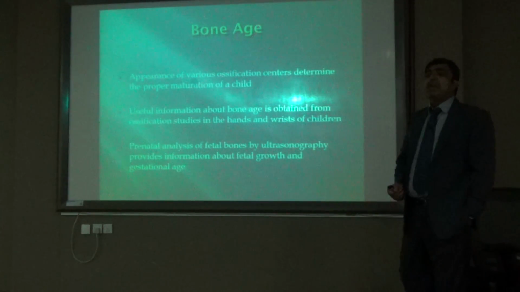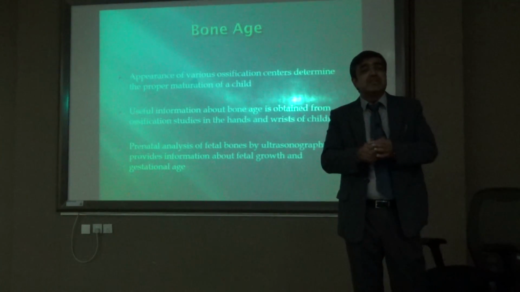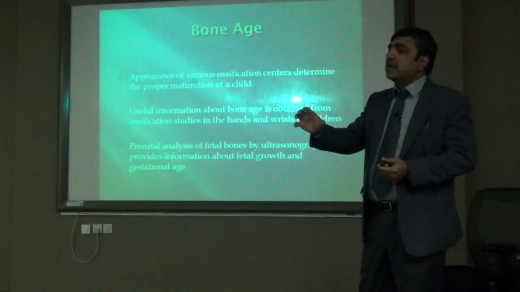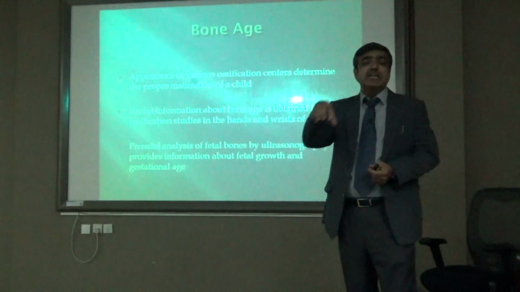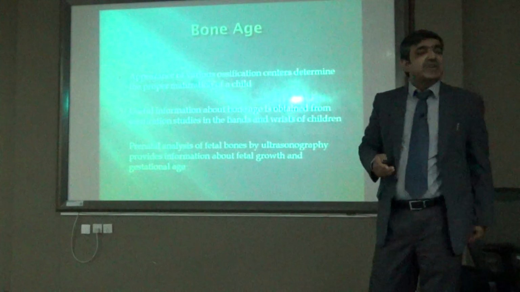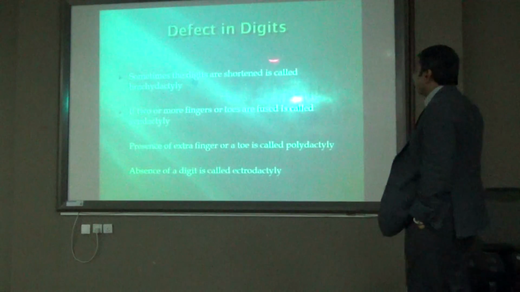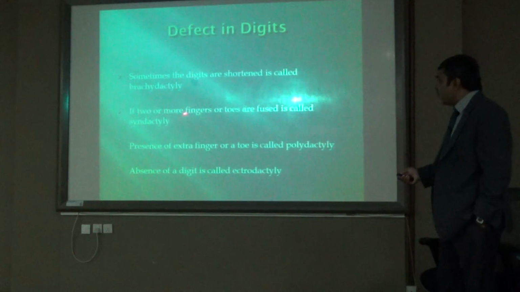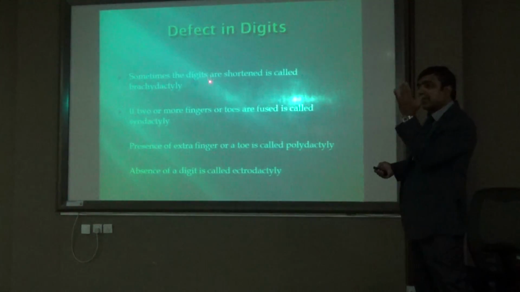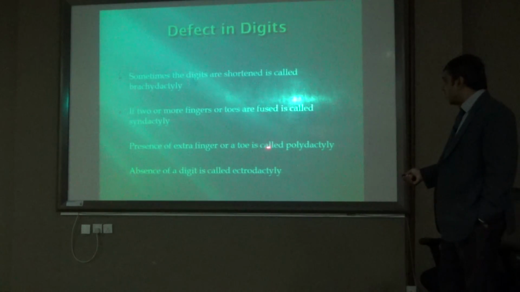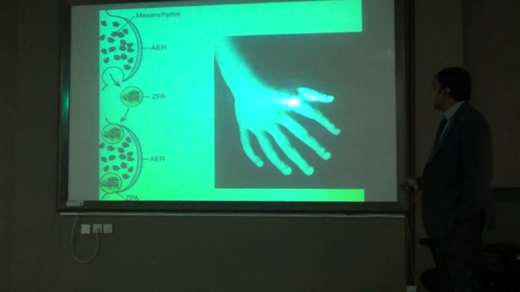Bone age can be determined by the ossification centers, which can be seen by X-ray, and advanced technologies are present. So we can identify the age of the fetus as well as the age of the baby after birth, particularly from the bones of the wrist, where we can find the ossification centers. Defects in the digits: sometimes the digits are shortened, called brachydactyly. Two or more fingers or toes fused together like this is known as syndactyly. Presence of an extra finger or toe is called polydactyly. Absence of a digit is called ectrodactyly.